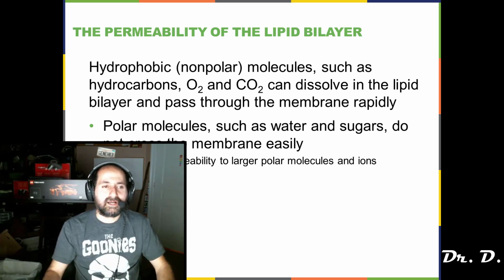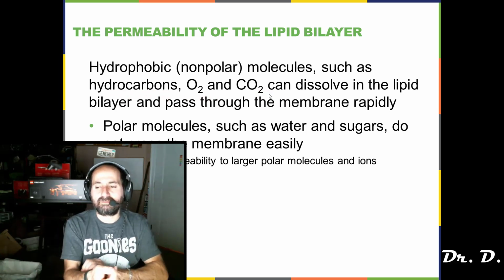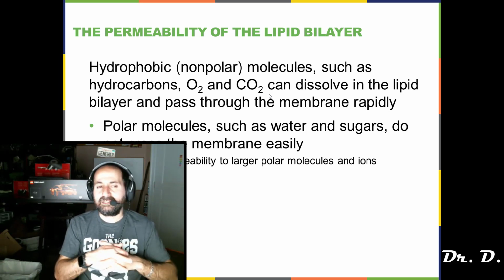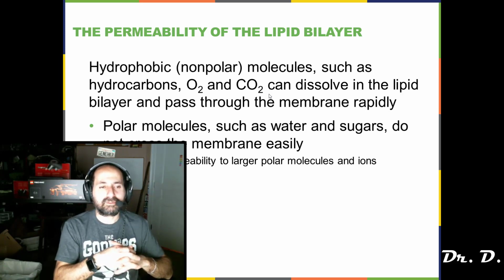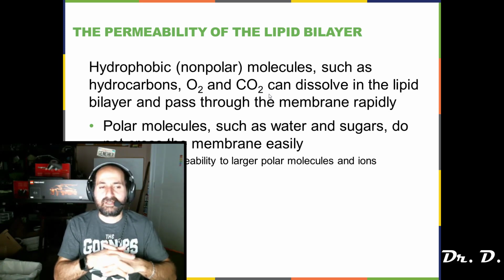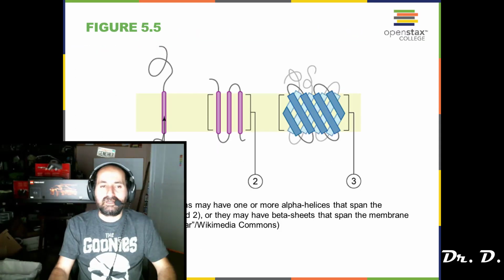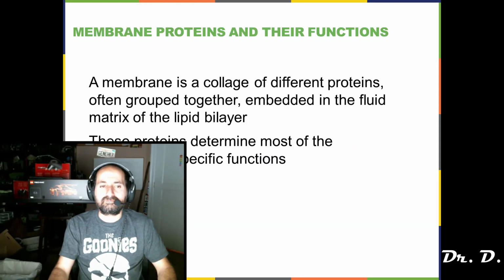Examples are hydrocarbons, oxygen, CO2, right? So small hydrocarbons, I'm talking like CH4, methane, oxygen, CO2. These are the types of small molecules like N2, nitrogen gas, H2, hydrogen gas. Any kind of small nonpolar molecule has an easy time crossing the membrane. Now, what do I mean by crossing the membrane? Let me show you.